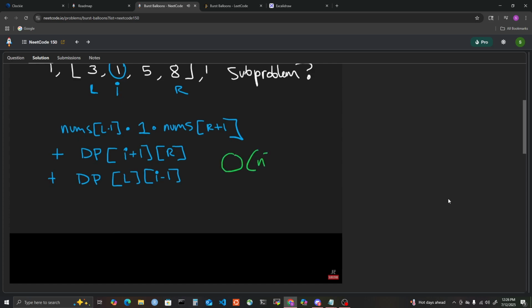Now, my question is, we know why the memory complexity is big O of n squared, right? The cache is basically going to be from every single subarray, right? And it's two-dimensional, so that makes sense. I think that's why the memory is n squared. But why is the time complexity big O of n cubed?